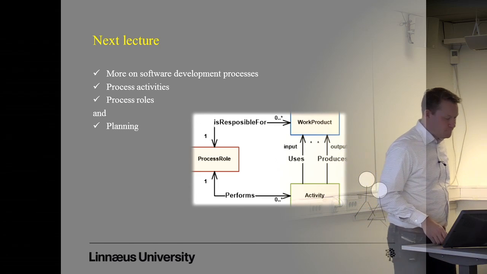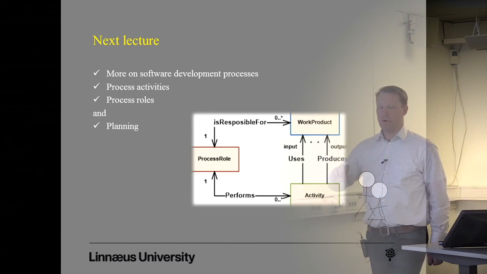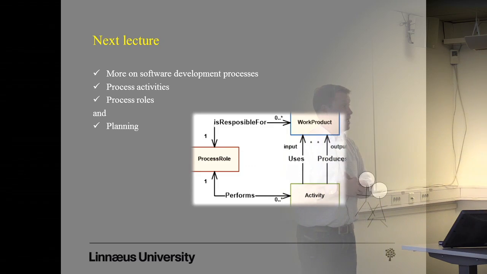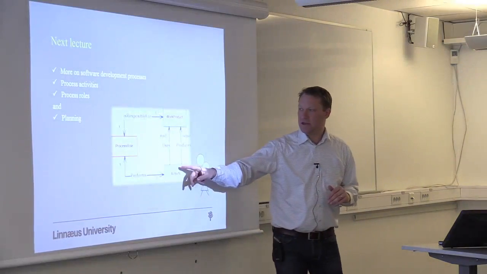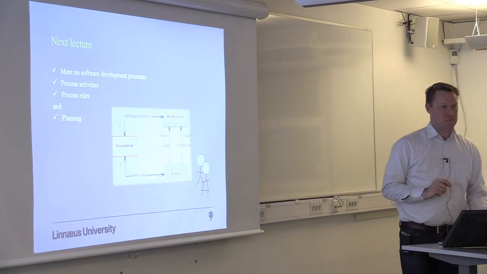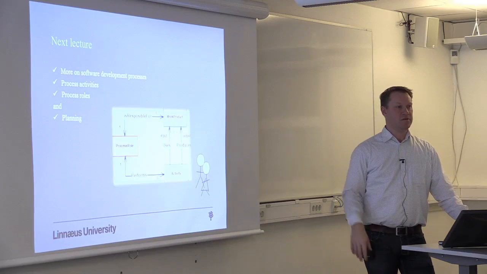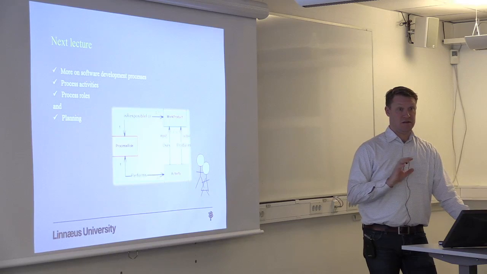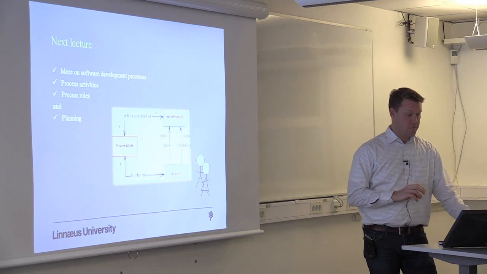And tomorrow, there will be much more on software development processes. We will look at some of the activities, the roles, and how to plan these. We will start looking at planning. Because these guys down here, they will fulfill the process roles, performing activities that use and produce work products. Getting a grip on this system here, and defining it and designing it for our specific project, that's the key to success when developing software.